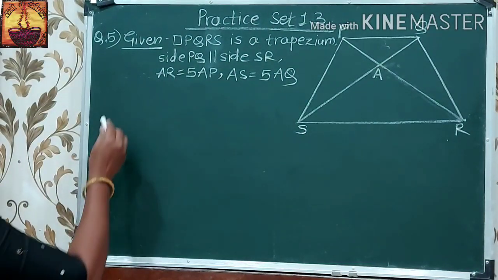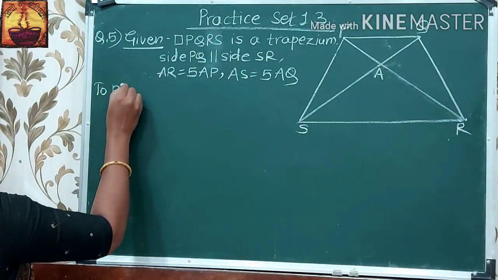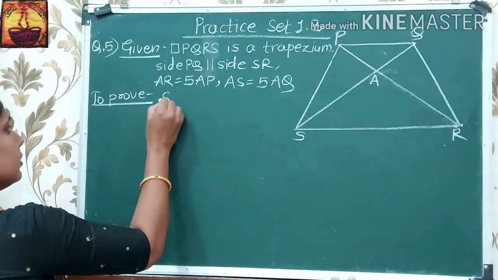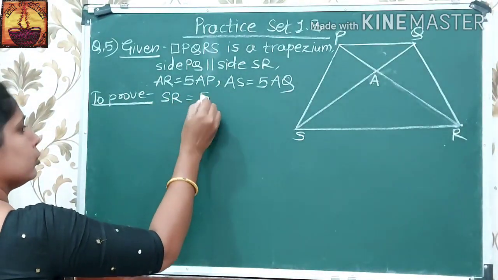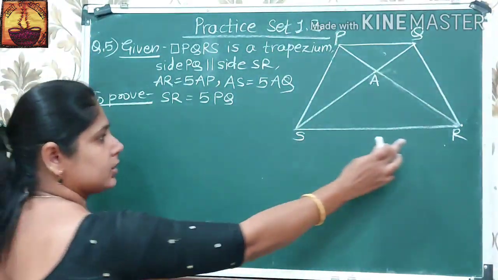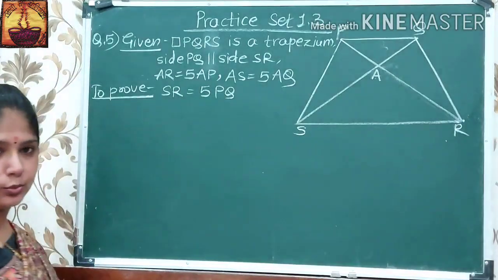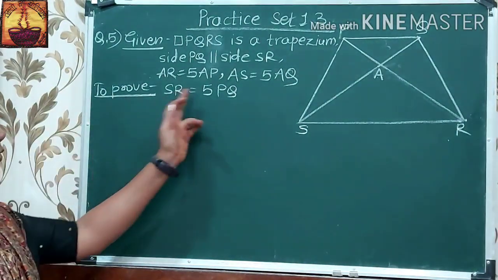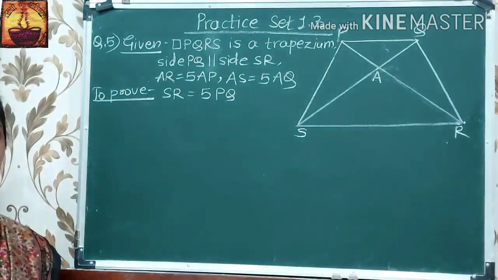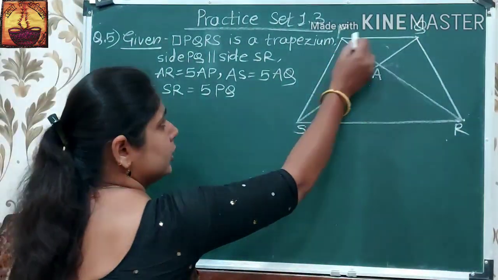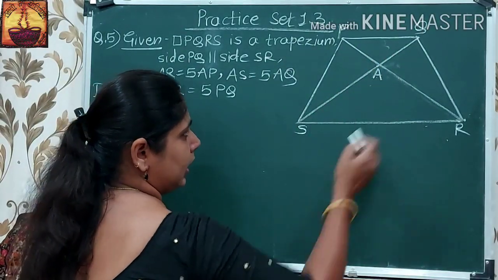Then we have to prove SR is equal to 5 PQ. For proving SR is equal to 5 PQ, first we have to prove the triangle APQ and triangle ASR are similar triangles.